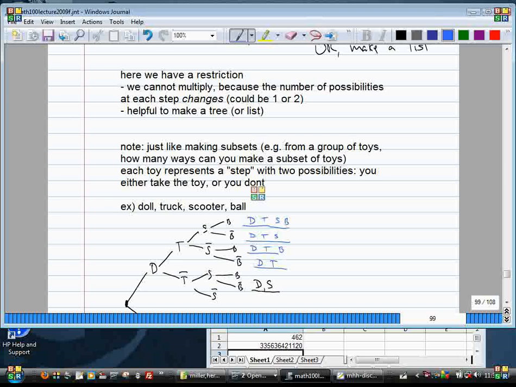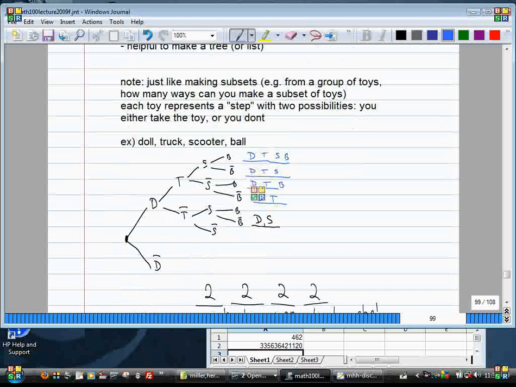There's 4, 1 for each original element. Now how many possibilities are there for each event or for each step? There's 2. So how many different subsets can you possibly have? 2 times 2 times 2 times 2. And what's another way to write that? 2 to the 4th.